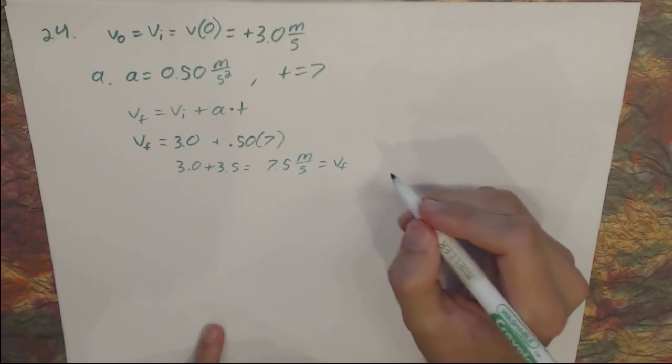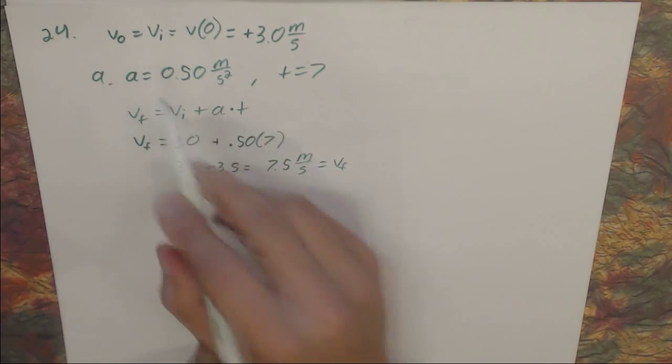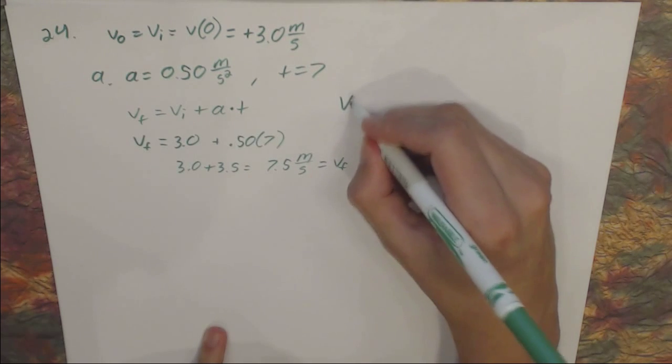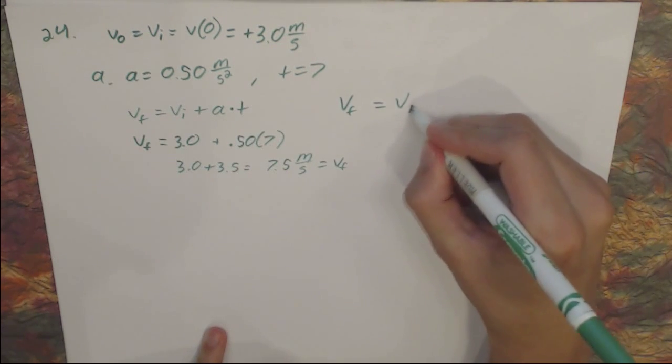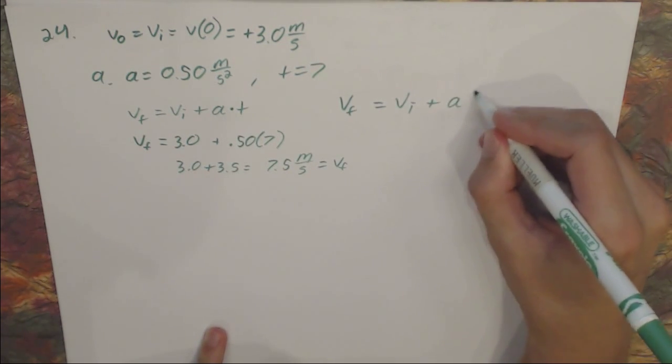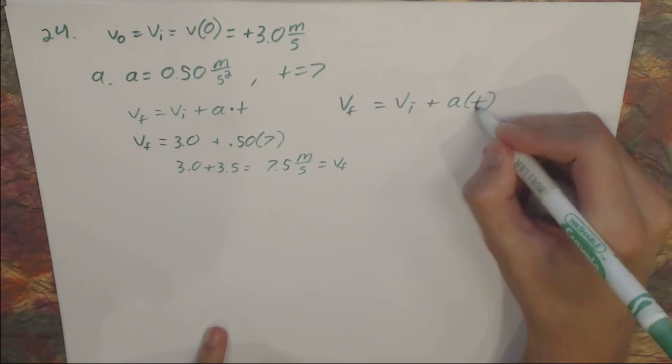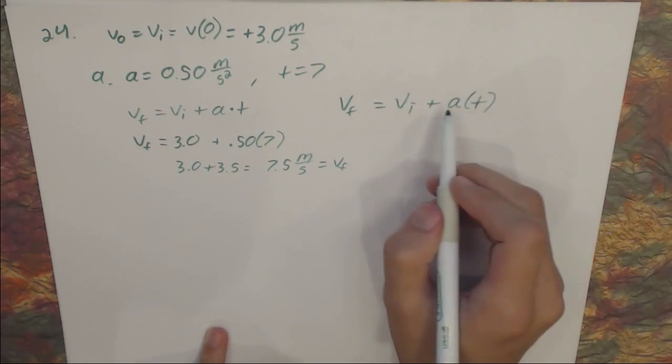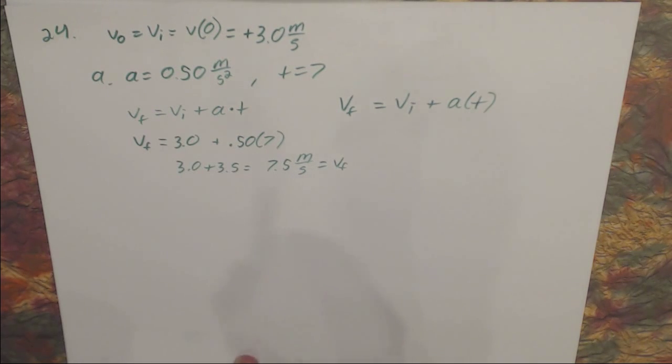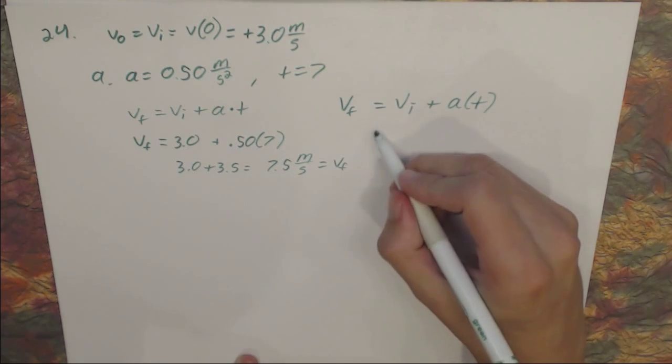There you have our answer. Just plug and chug. This problem is just testing that you know this formula: V final equals V initial plus acceleration times time. And if you don't believe this works, and if you don't understand why this works, try working out the units.